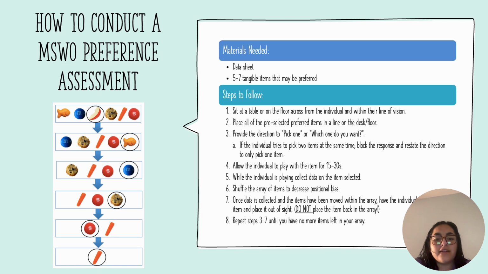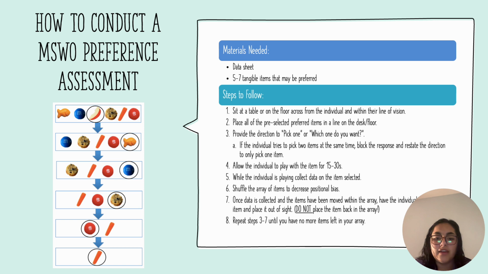So the first step is to set a table or the floor across from the individual within their line of vision. Place all of the pre-selected items in a line on the desk or the floor. Provide the direction to pick one or what do you want. If the individual tries to pick up 2 items at a time, block the response and restate the direction to only pick one.